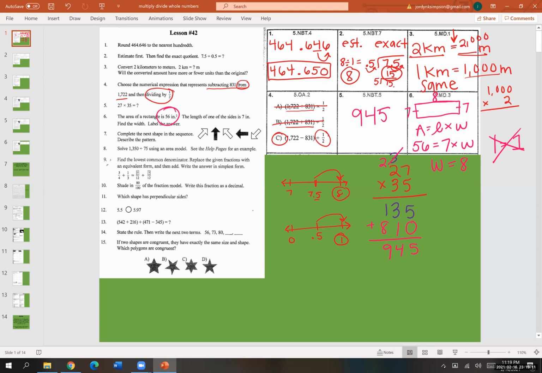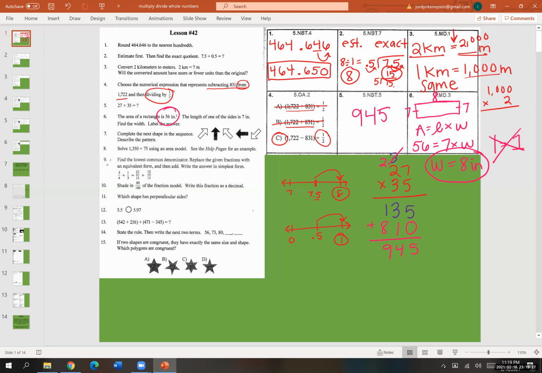Well, instead of just saying 8, 8 what? 8 inches, 8 feet, 8 pineapples, 8 what? It would be 8 inches. So right here is your answer. The width is 8 inches.